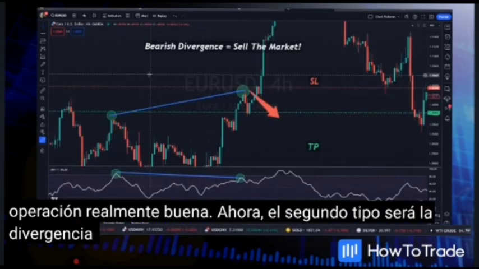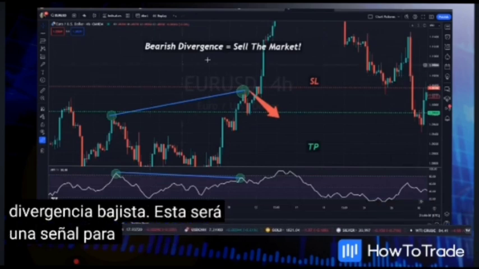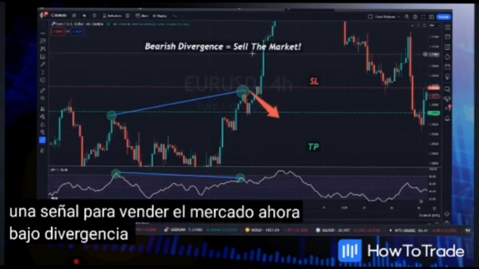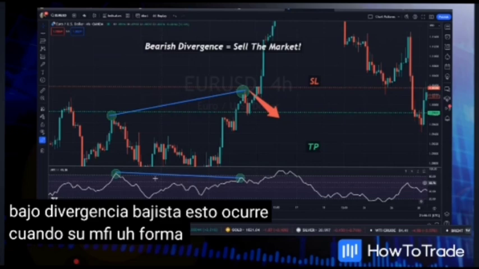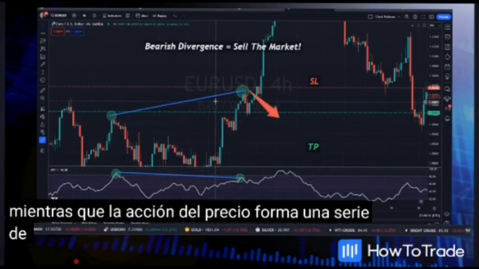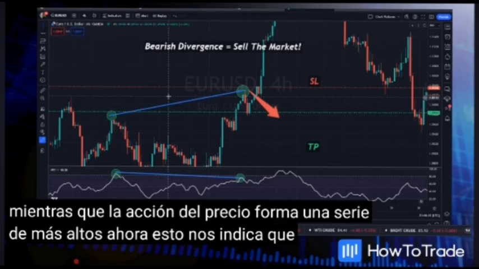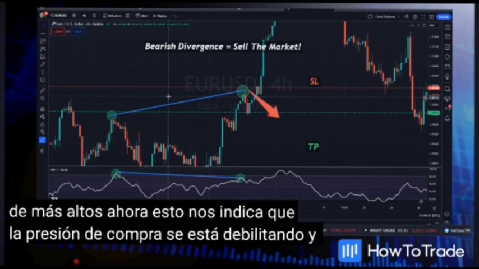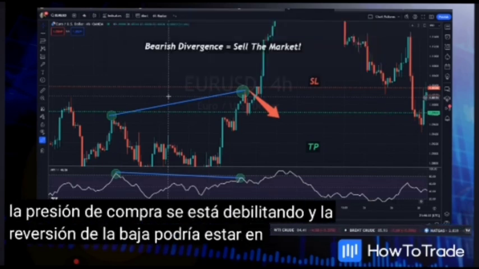Now the second type is going to be bearish divergence. This is going to be a signal to sell the market. Under bearish divergence, this occurs when your MFI forms a series of lower highs, while price action forms a series of higher highs. This signals to us that the buying pressure is weakening and a reversal to the downside could be on the way.